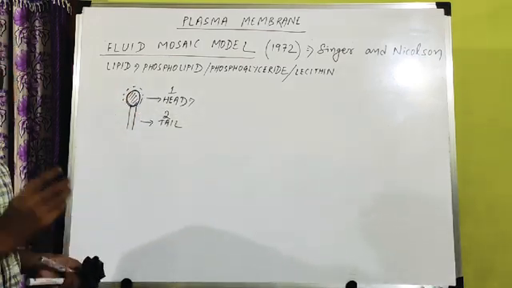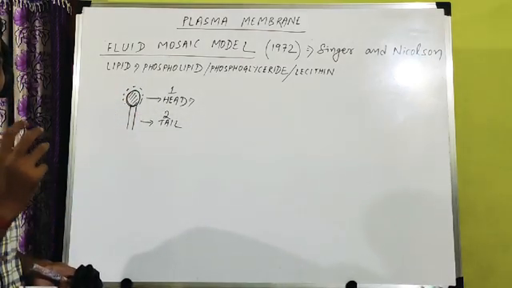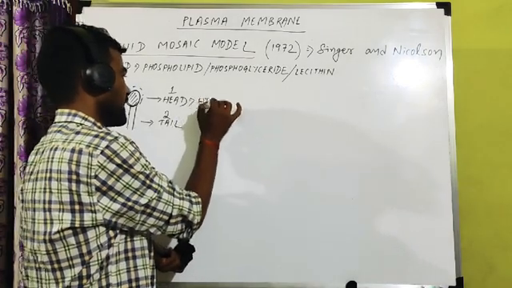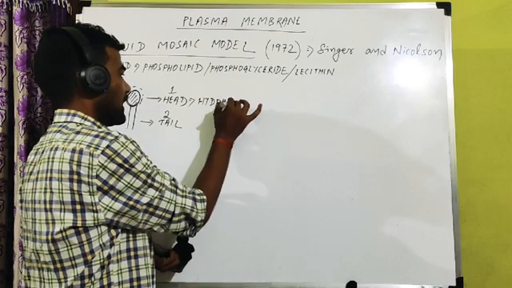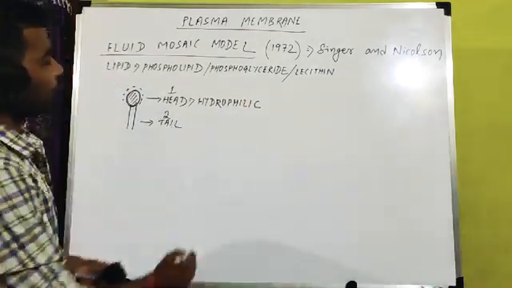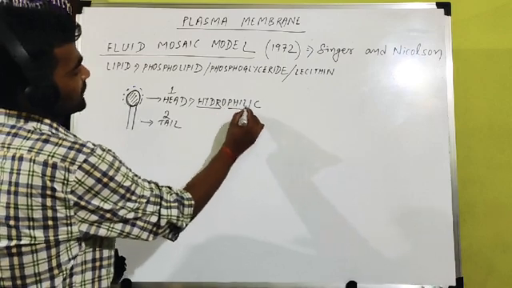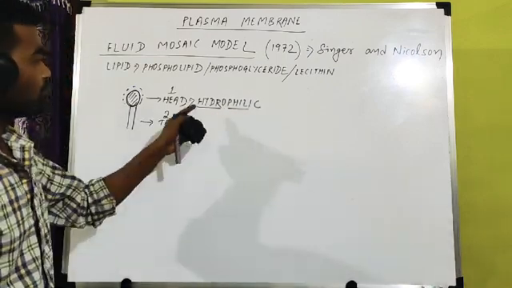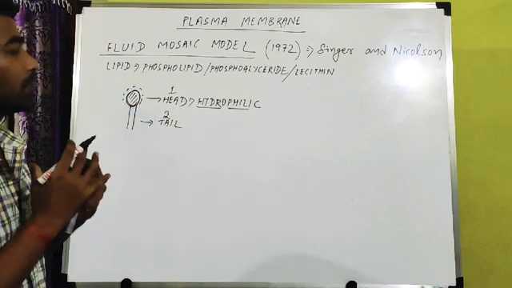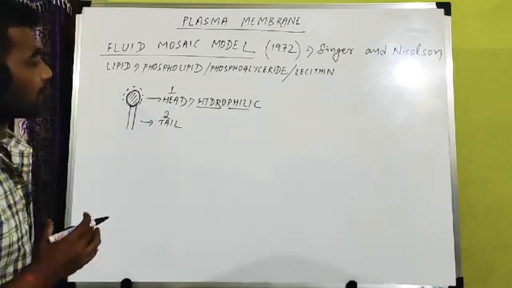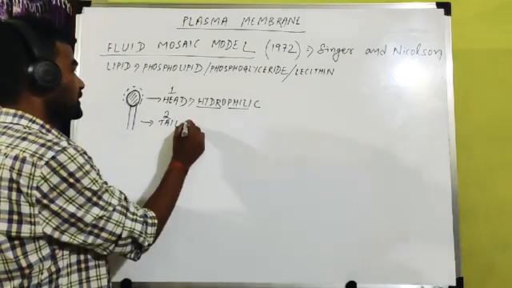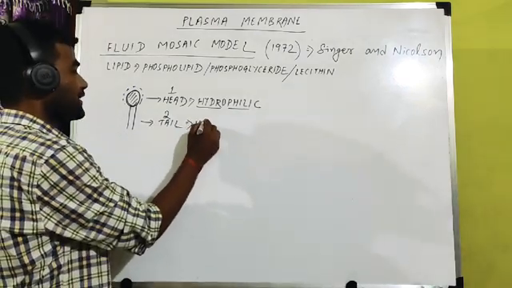So that's why it is hydrophilic. Hydrophilic means water loving. So the head portion is hydrophilic in nature. Hydro means water, philic means loving. So hydrophilic or water soluble. It is the water loving portion. Hydrophilic or water loving part. But the tail portion is hydrophobic.